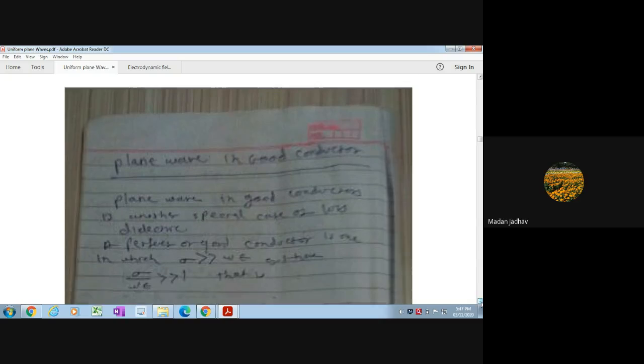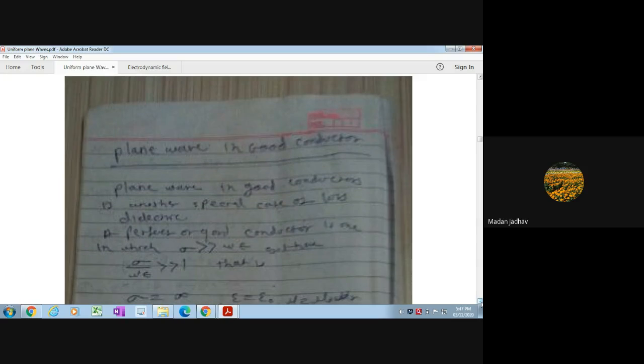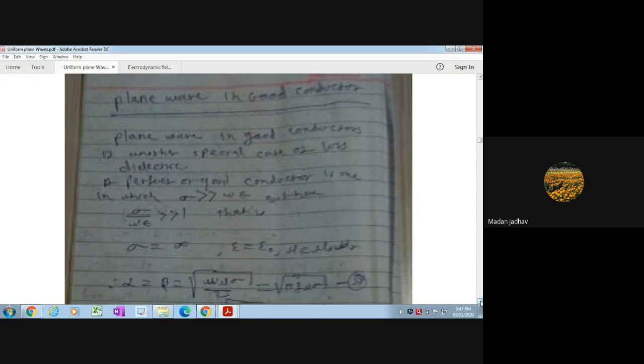Now, wave propagation through a good conductor: what are the equations for alpha, beta and the phase velocity when the wave is propagating through a good conductor? First of all, we have to understand that sigma, the conductivity of that particular medium, is very high or infinity.